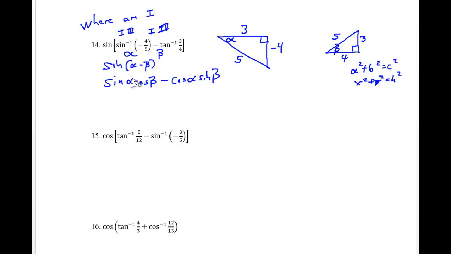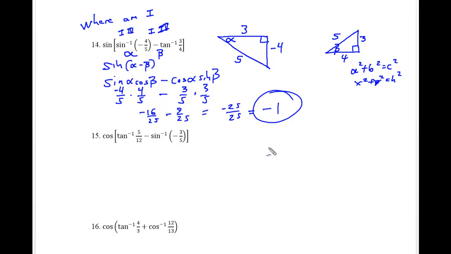The sine of alpha is my negative 4/5, because that's opposite over hypotenuse. Cosine of beta is adjacent over hypotenuse, so that is 4/5 here, minus cosine of alpha, which is adjacent over hypotenuse, that's 3/5, and the sine of beta, which is opposite over hypotenuse, which is 3/5 here. So what I have here is negative 16/25 minus 9/25, and so my answer to the problem is negative 25/25, or negative 1.